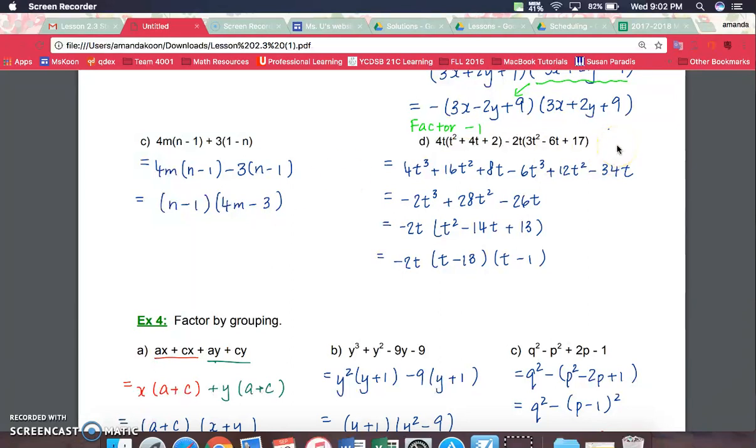Question D. It looks long and complicated. You can try factoring t squared plus 4t plus 2 and 3t squared minus 6t plus 17. And then it may give you the factored form. Or you go, well, it's just as much work as expanding everything, simplifying, and then performing the factoring. So sometimes expanding and factoring is a faster way for some. Okay.